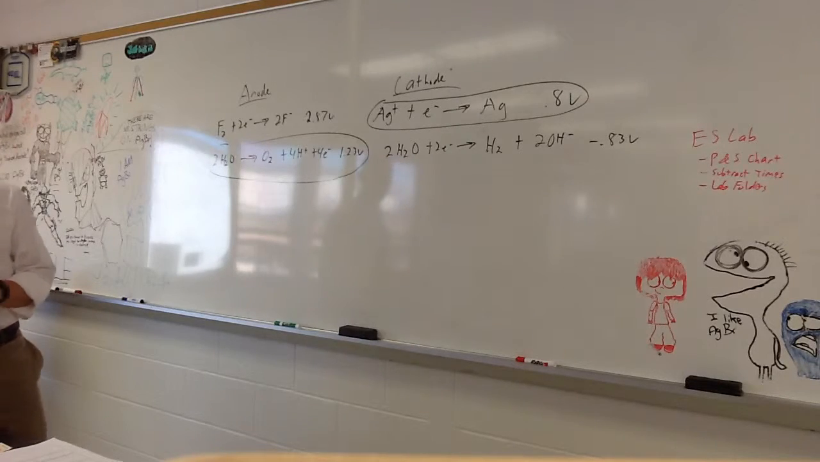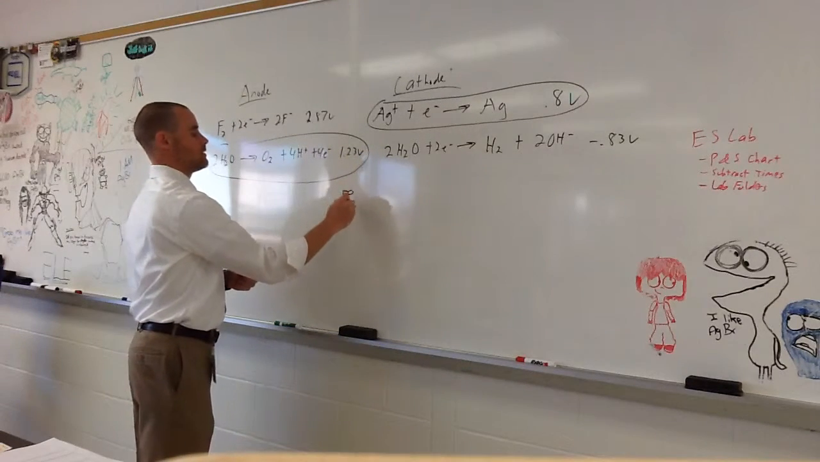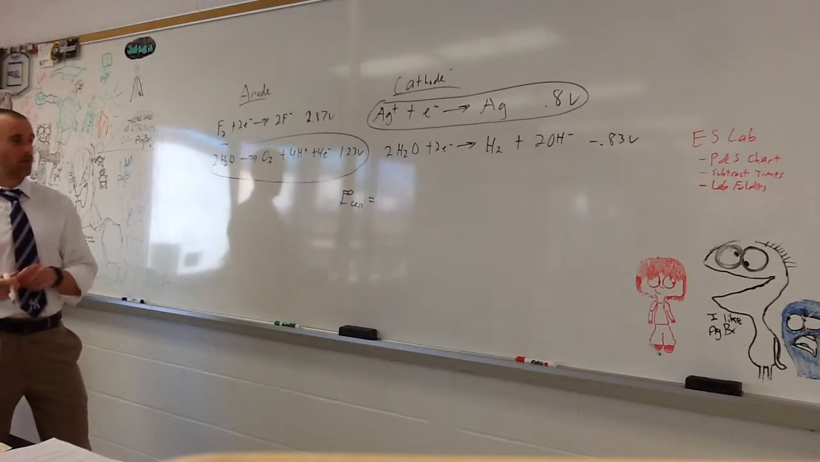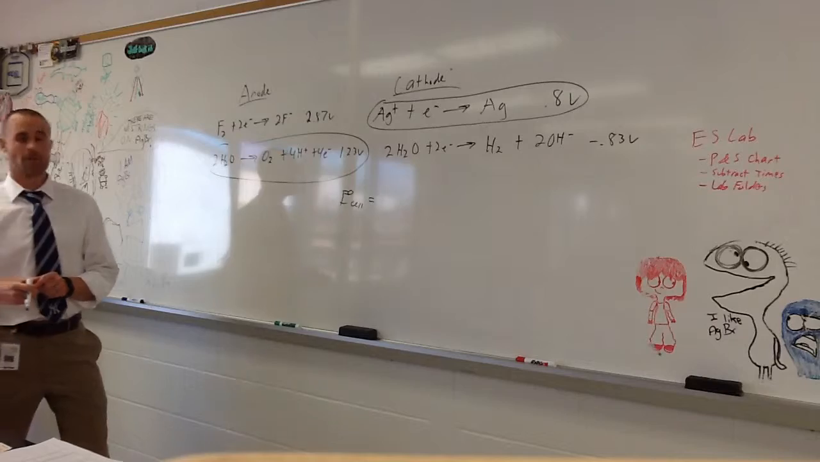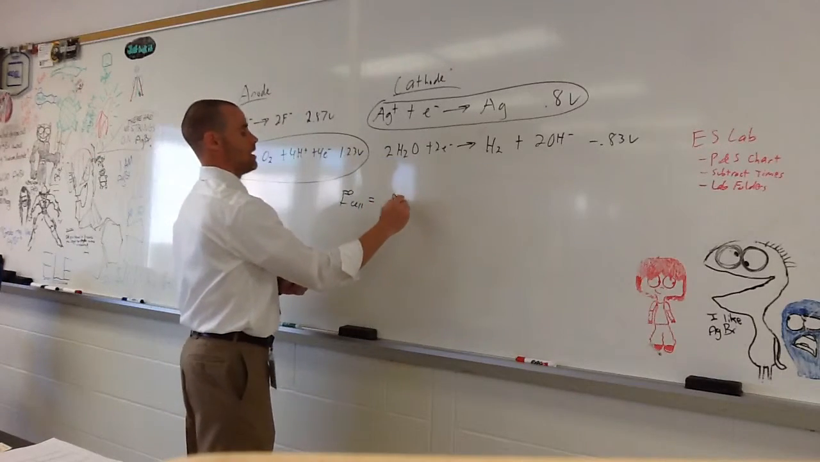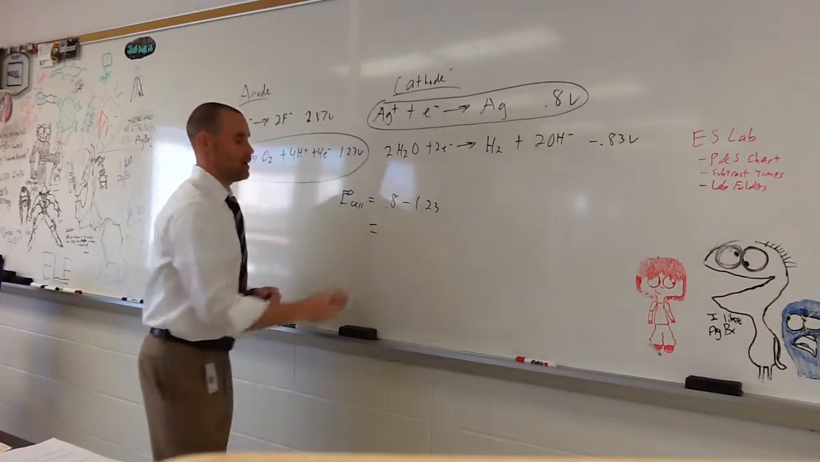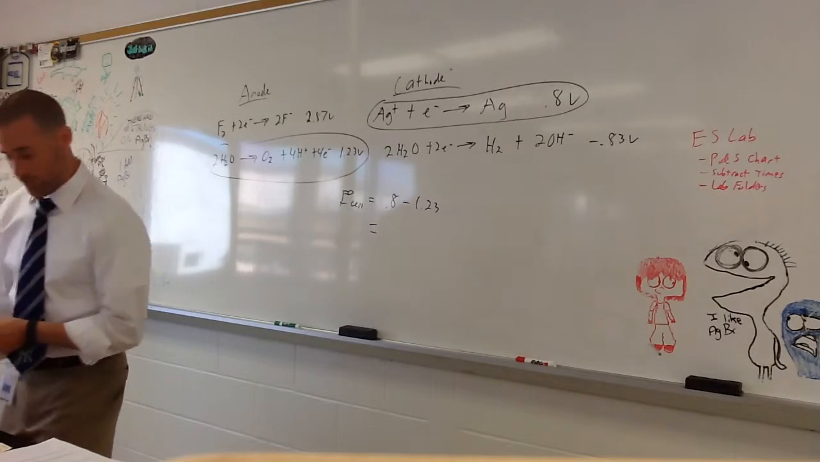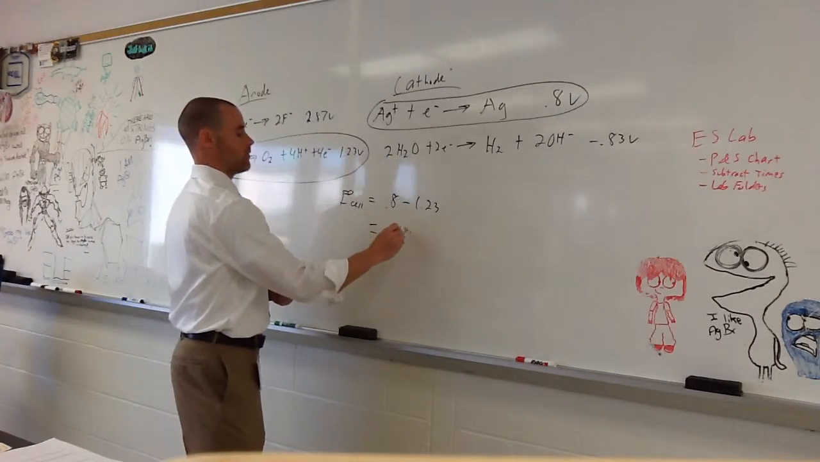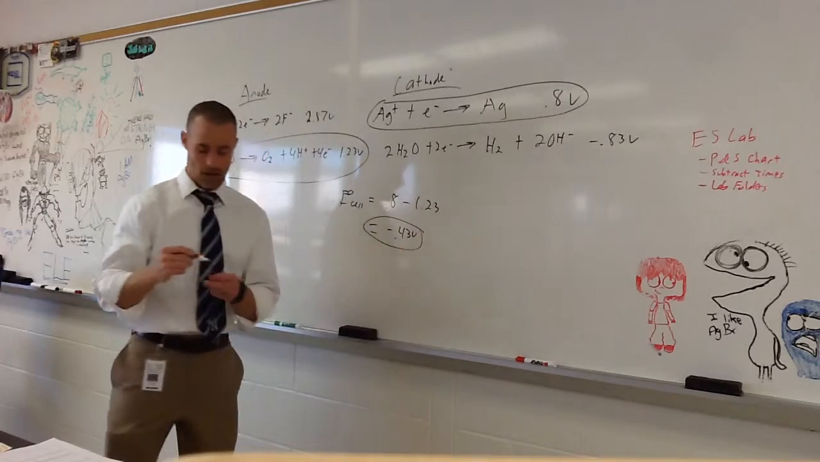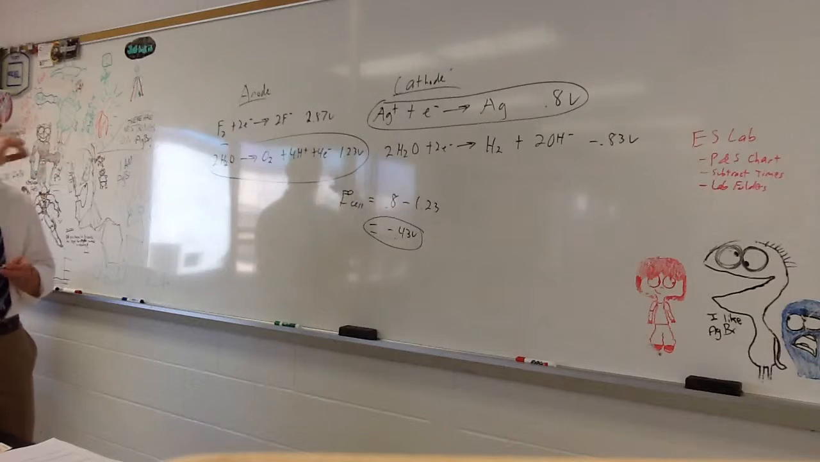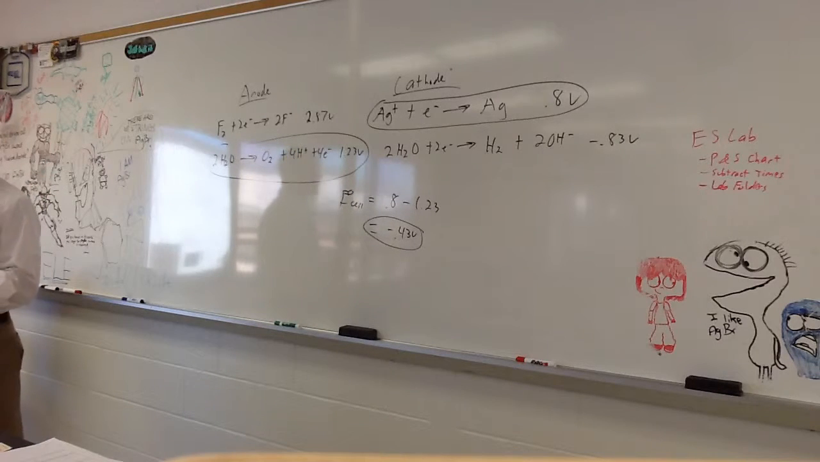So if we want to find the E cell, Joe, what do we subtract? What two numbers? What's the order here? 0.8 minus 1.23, and we get negative 0.43. Yep, negative 0.43 volts. And I forgot the first thing I asked you was to write the half reactions. There it is. If you want to write the overall reaction, what would we do?